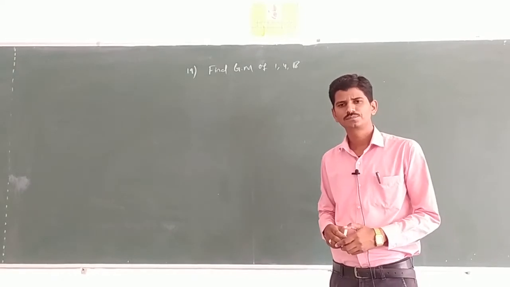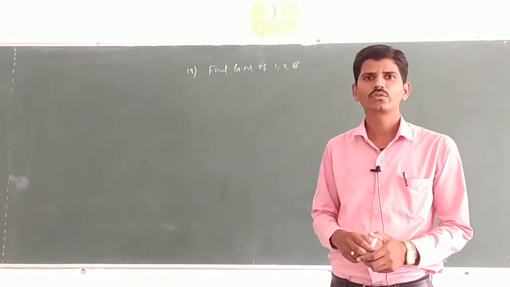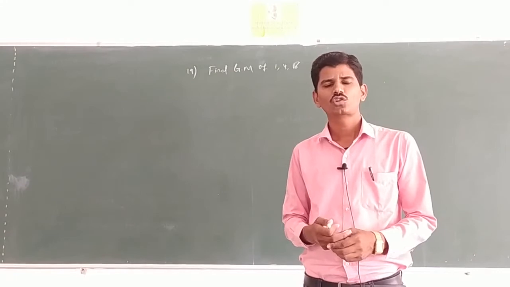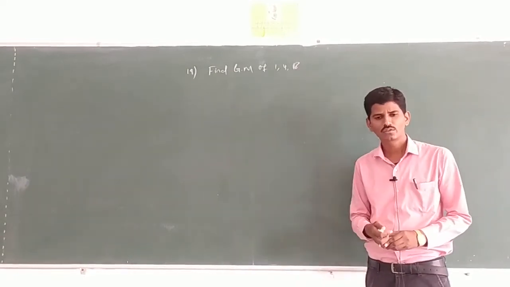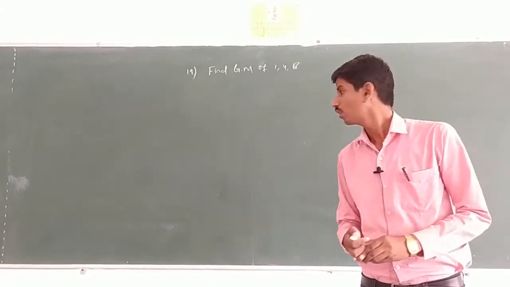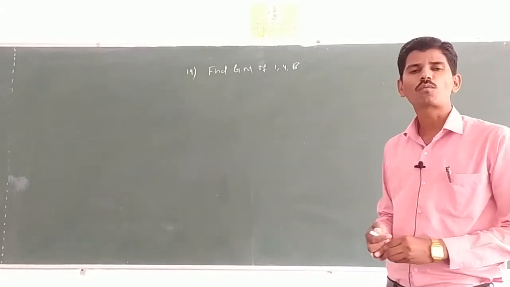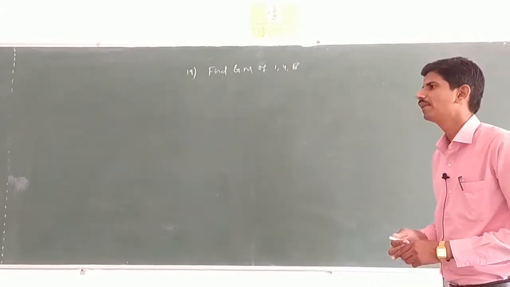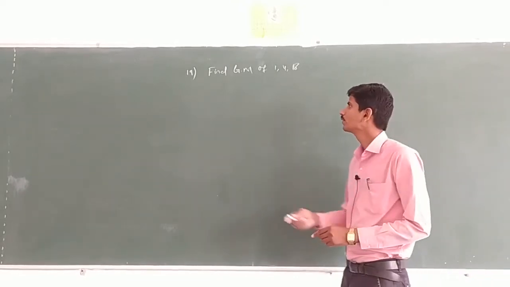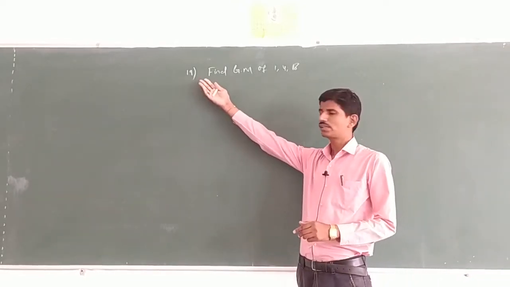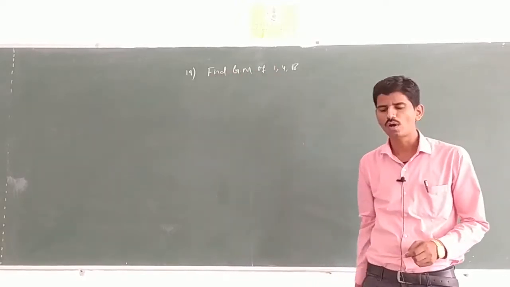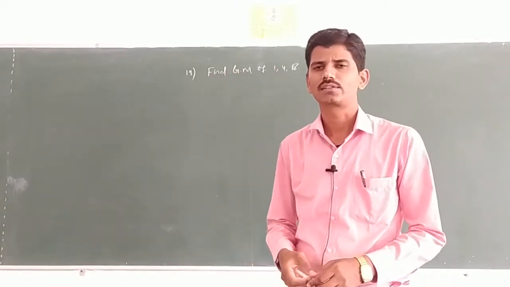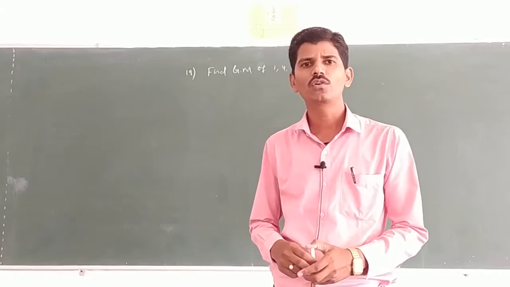Good afternoon, students. In the last class, we discussed geometric mean, logarithms and anti-logarithms. Today we will discuss problems based on geometric mean. Let us start with the 19th problem: find the geometric mean of 1, 4 and 16.